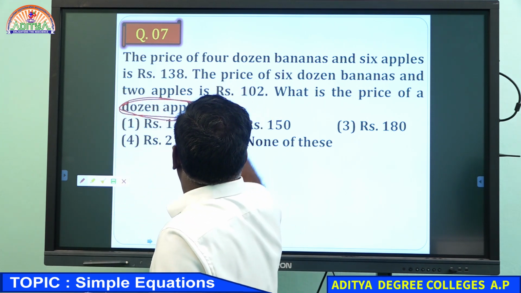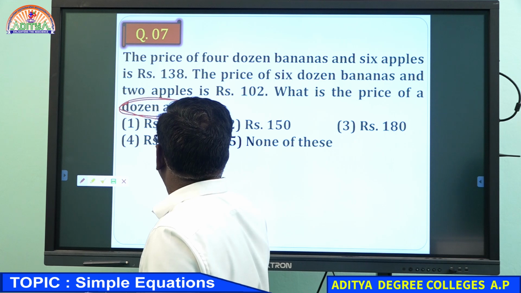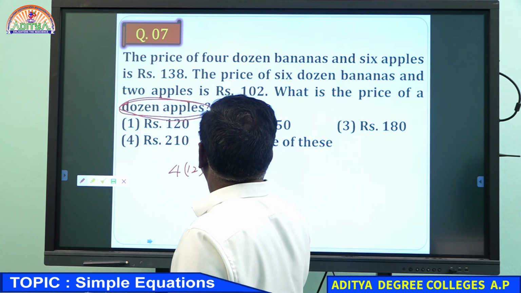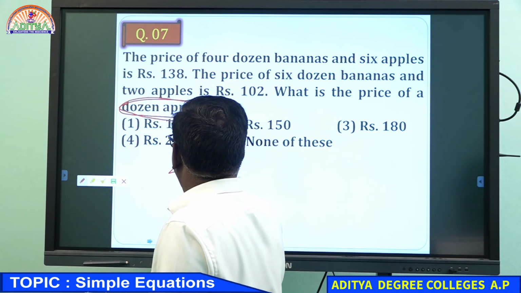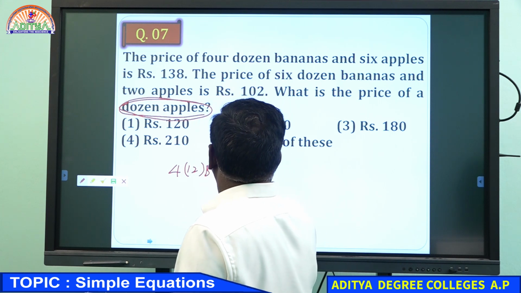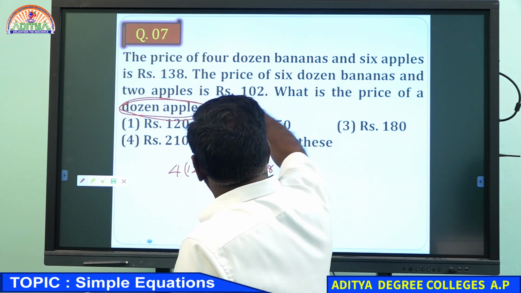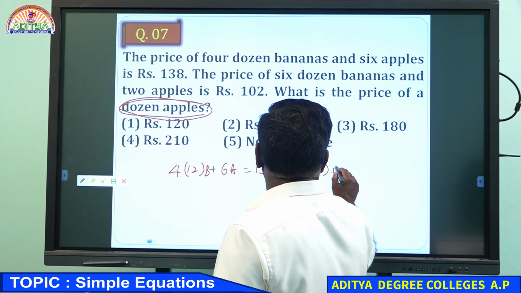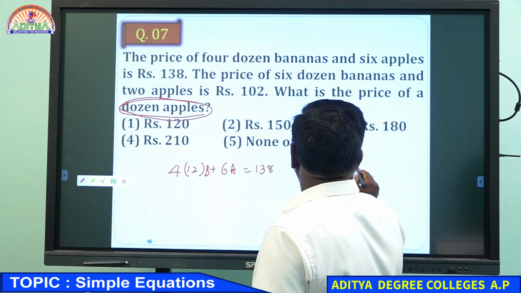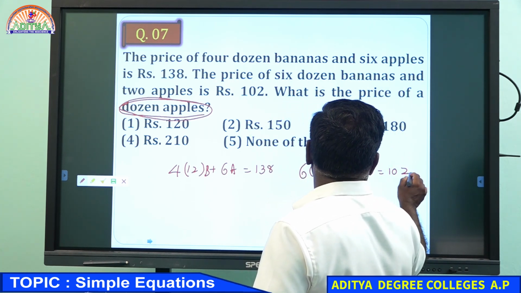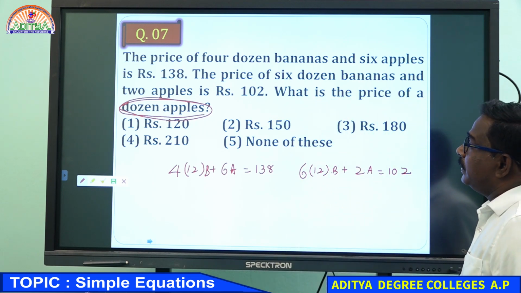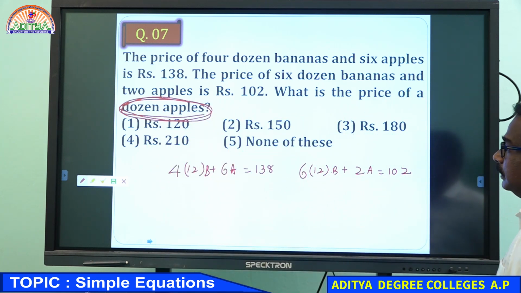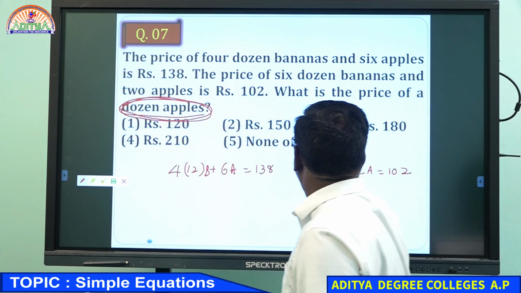It is given that the price of 4 dozen, 4 into 12, bananas plus 6 apples is 138. Another one is given: 6 dozen bananas plus 2 apples is 102. Now they are asking what is the price of a dozen apples? Somebody has written 210, somebody 180, somebody 150.